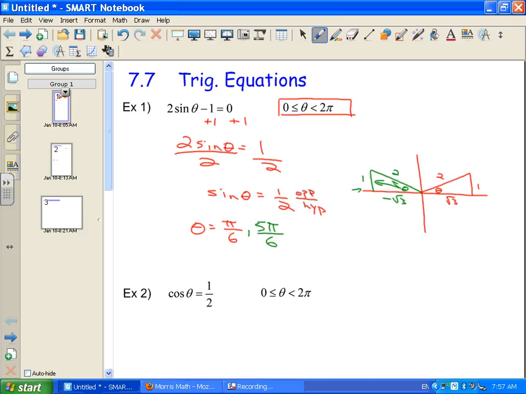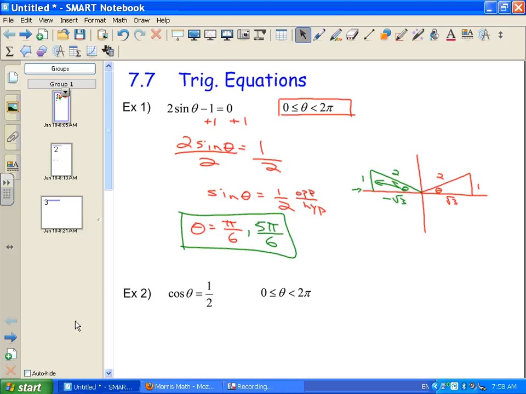Are there going to be any other places where sine will be a positive 1/2? No. There will be a couple places where sine would be negative 1/2, but these are the only ones in between 0 and 2 pi, so those are my 2 solutions for that one. Cool. That's all we have to do. All right, let's take a look at this one.